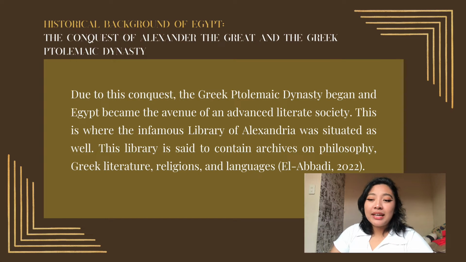Due to this conquest, the Greek Ptolemaic dynasty began, and Egypt became the avenue of an advanced literate society. This is where the infamous Library of Alexandria was situated, and the library is said to contain archives on philosophy, Greek literature, religions, and languages.